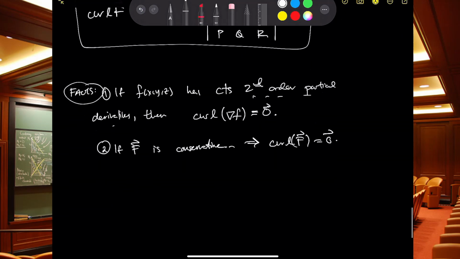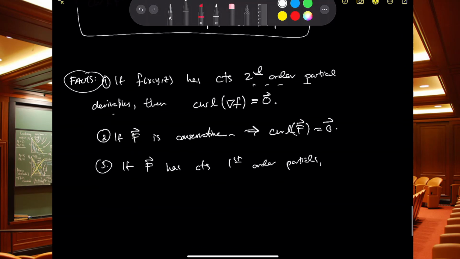So moving on. If big F is conservative, then the curl is 0. And then the other way around, again, with just a little bit of a caveat, that if big F has continuous first order partials, as long as that's in effect, and that we know that the curl is the 0 vector, then we can say the opposite of number 2, or the reverse of number 2, which is that F is a conservative vector field.